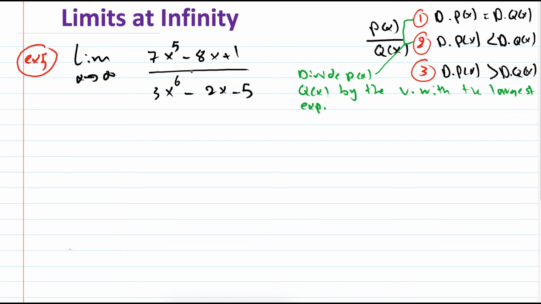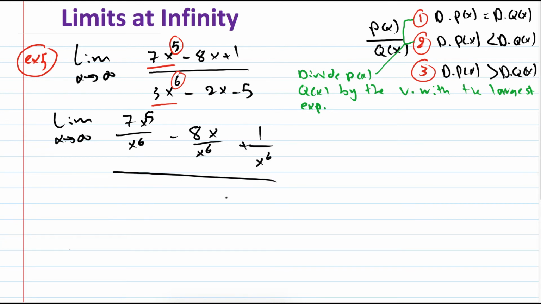Okay, well, here the leading term is this one, and right here the leading term is this one. The degree of the function on top is less than the degree of the function on bottom, so I'm just going to use this rule. So basically, this equals the limit as x approaches infinity. What is the highest degree? Well, the highest degree is 6. So I'm going to divide everything by x to the 6. It's going to be 7x to the 5 over x to the 6 minus 8x over x to the 6 plus 1 over x to the 6 over 3x to the 6 over x to the 6 minus 2x over x to the 6 minus 5 over x to the 6.